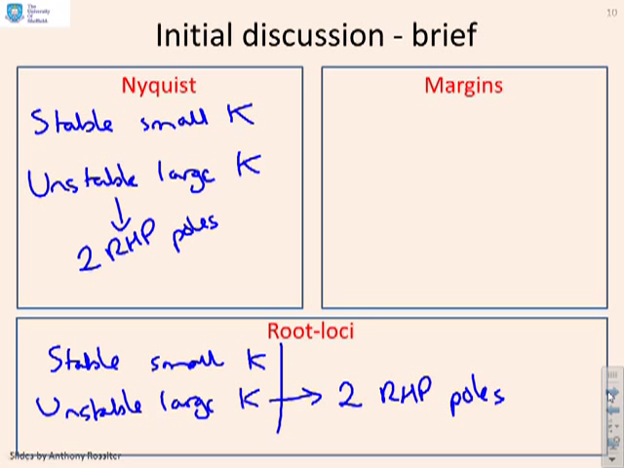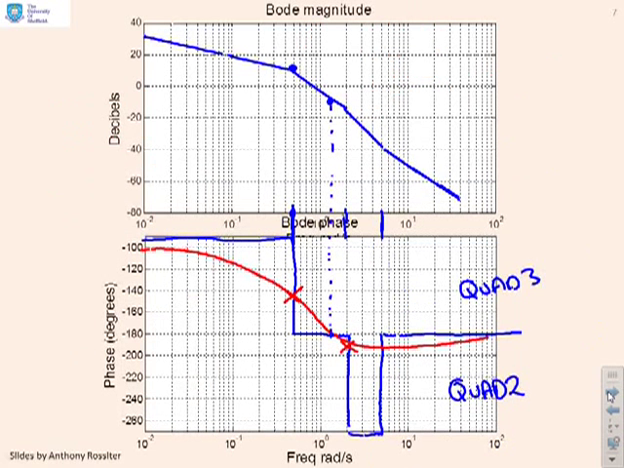What about the margins then? Well, let's go back to the Bode diagram and see what it tells us. In order to calculate the margins, I need the crossover frequencies. Now we've already marked one crossover frequency here, the phase crossover frequency, and you can see the gain margin is approximately 10 decibels. Now obviously that's based on a crude sketch. You could do it far more accurately if you really wanted to.